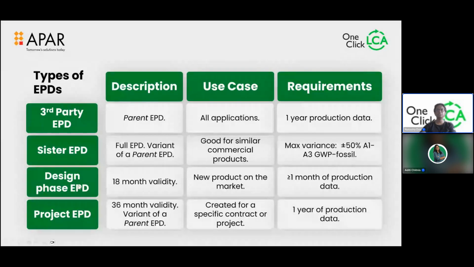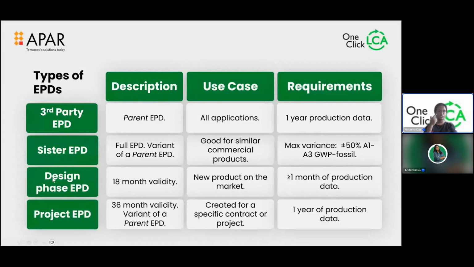Next is the sister EPD. That is, you have very similar products, and instead of producing a full-fledged EPD, you can produce a sister EPD. Of course, there are certain regulations set by the program operator, like I said, PCR and GPI. The variance between A1 to A3 for product A, that is your parent product, and your sister product should not be more than 50%. So that is what a sister EPD would be.